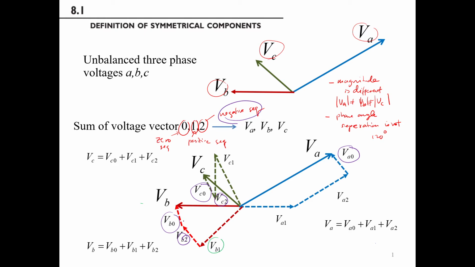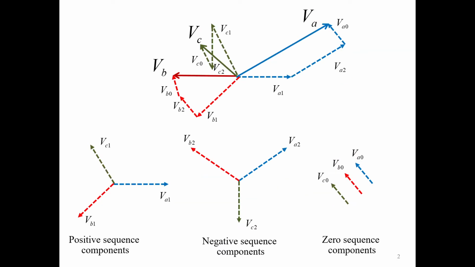This is a rough drawing, just an approximation. So A, C, and B are in the same direction. Now we can decompose this picture into the three components. The positive component is A1, VB, and VC, or this is the ABC sequence. Whereby you have the negative sequence, we have A, C, and B, which is the ACB sequence.